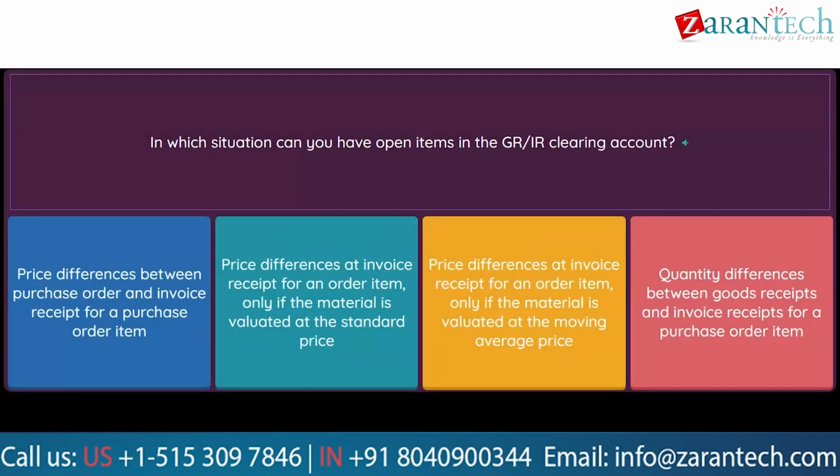Question: In which situation can you have open items in the GR/IR clearing account? Option 1: price differences between purchase order and invoice receipt for a purchase order item. Option 2: price differences at invoice receipt for an order item, only if the material is valuated at the standard price. Option 3: price differences at invoice receipt for an order item, only if the material is valuated at the moving average price. Option 4: quantity differences between goods receipts and invoice receipts for a purchase order item.